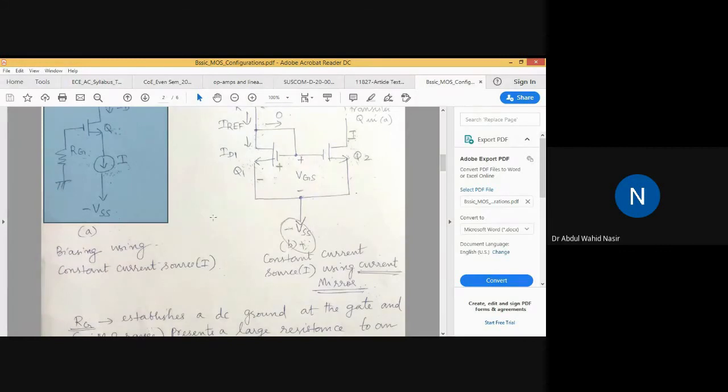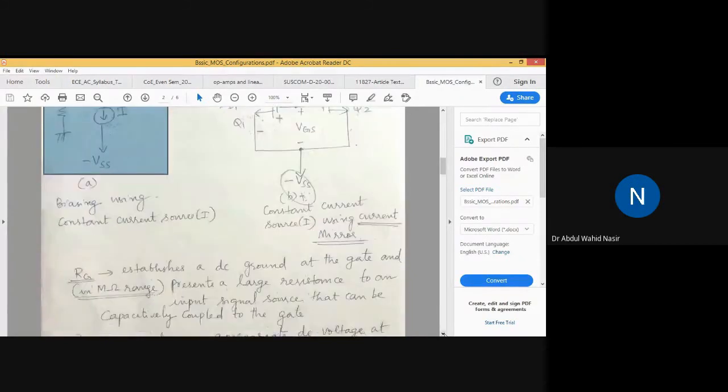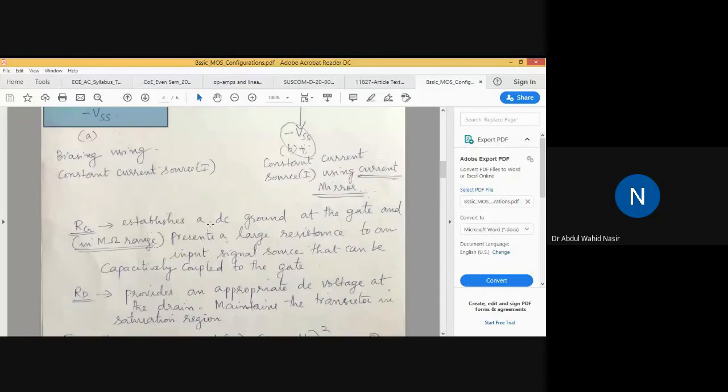Now RG, the gate resistance, will be very high, in the order of mega ohms. What is the reason for choosing a very high gate resistance? So that the input resistance becomes very high. RG establishes a DC ground at the gate, and in the mega ohm range it presents a large resistance to an input signal source that can be capacitively coupled to the gate. Clear? We have understood the function of RG.